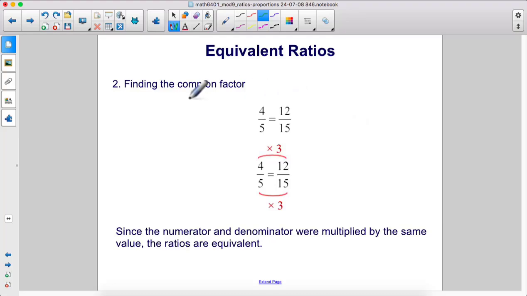Another way is finding the common factor. Since the numerator and denominator were multiplied by the same value, these ratios are equivalent. So you can see 4/5 to 12/15. Well, if you multiply the numerator, 4 by 3, you get 12. If you multiply 5 by 3, you get 15. So yeah, these are equivalent ratios.